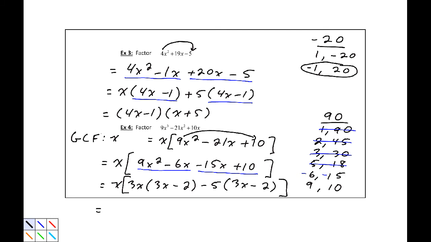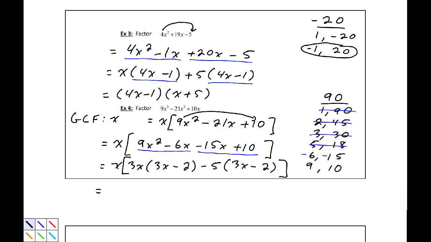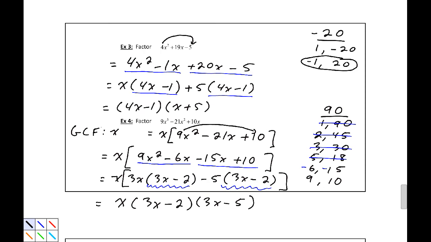But if you notice, we have a common binomial term, 3x minus 2. So this will factor as 3x minus 2 multiplied by my leftovers, 3x minus 5. Now I'll bring down my greatest common factor of x, so that this results in x parentheses 3x minus 2, close parentheses, open parentheses, 3x minus 5, close parentheses. Look out for a greatest common factor because, as I said, it will make your life a lot easier if you can find those.